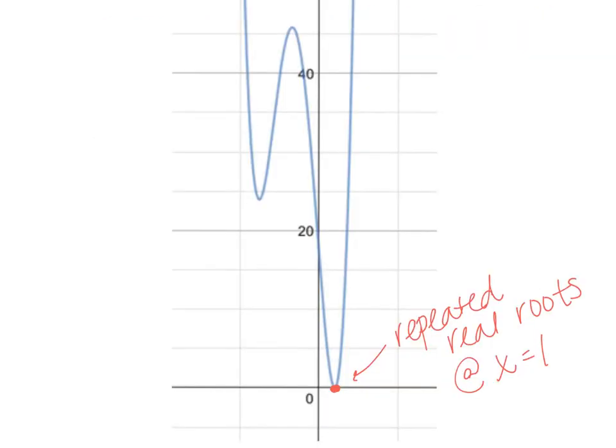Looking at the graph of this function, I see that the only real root it has is at 1. And we know from the work we just did that it's going to have a repeated real root at x equals 1.